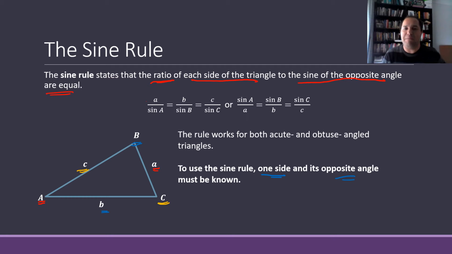Now the sine rule can be used for both acute and obtuse angled triangles. In this video we're going to deal just with acute ones, and in the next video, looking at the ambiguous case, we'll look at some obtuse angles as well.